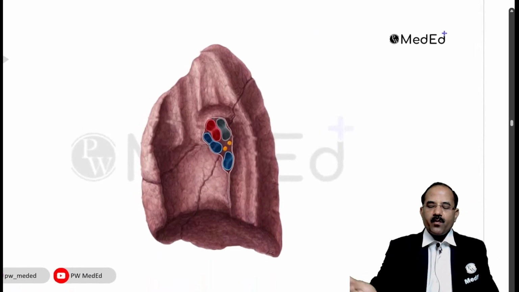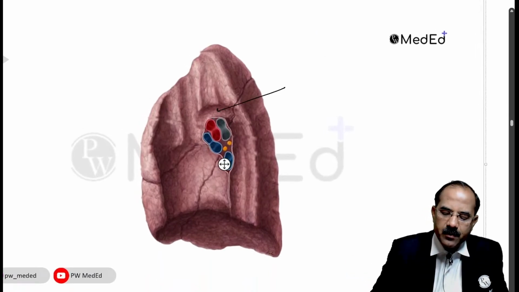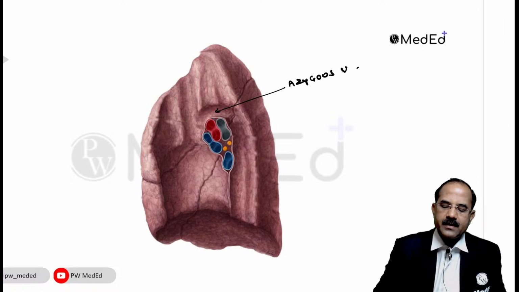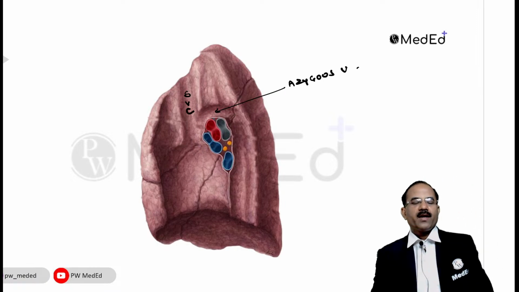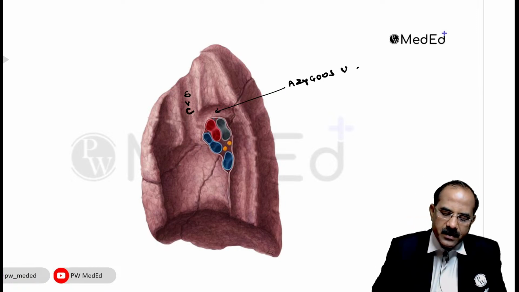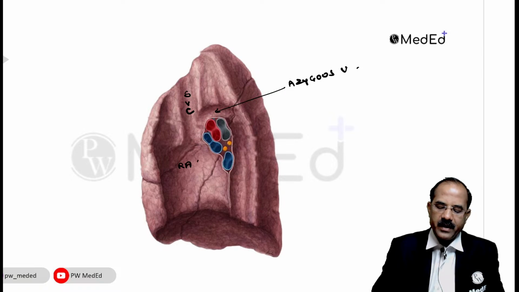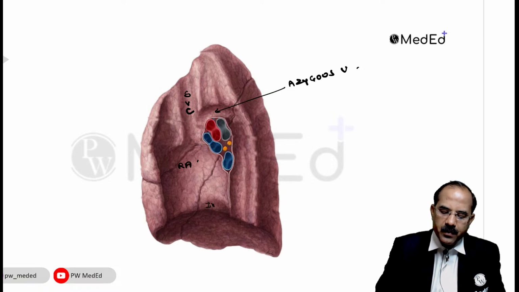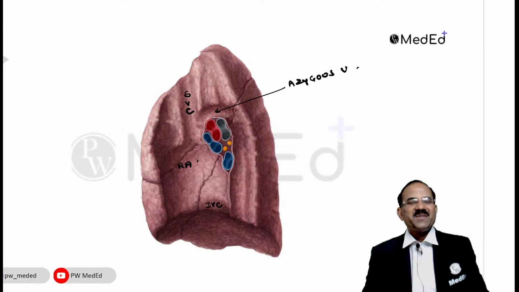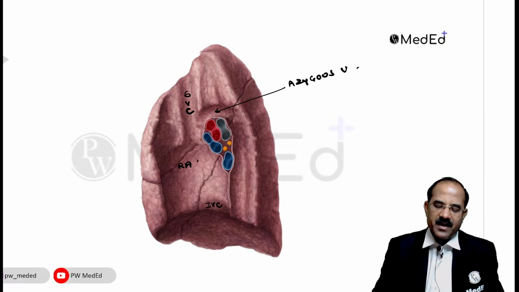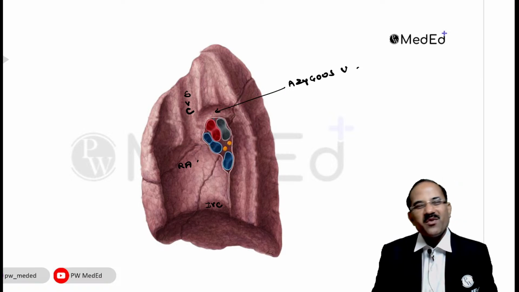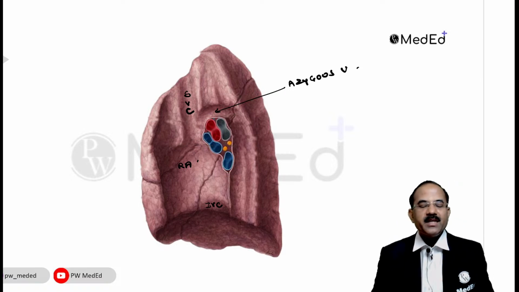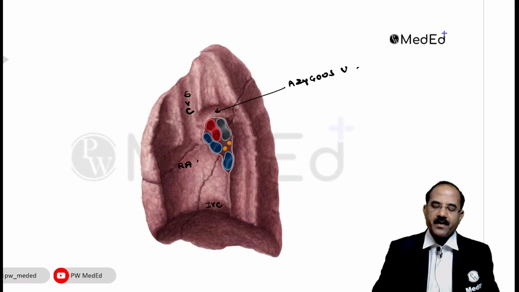Answer this. What is this structure which arches over the hilum of the right lung? That's the azygous vein. If that's the azygous vein, what is this impression formed by? SVC. If that's the SVC, what is this impression formed by? Right atrium. So what is this impression formed by? IVC. Students, are you following this? So these are the impressions on the mediastinal surface of the right lung.